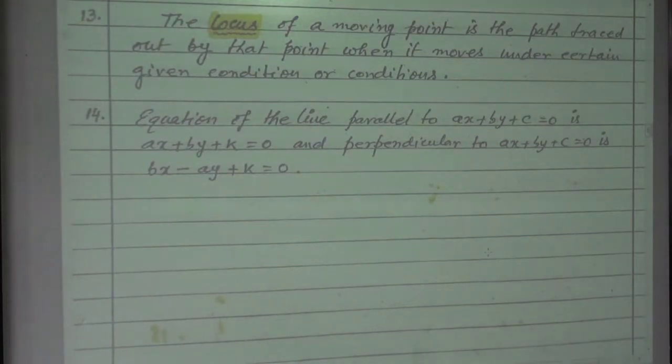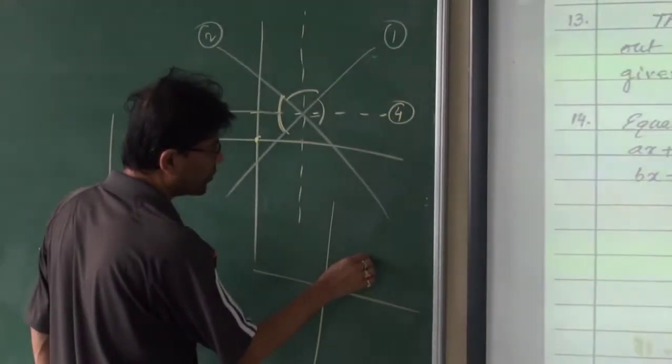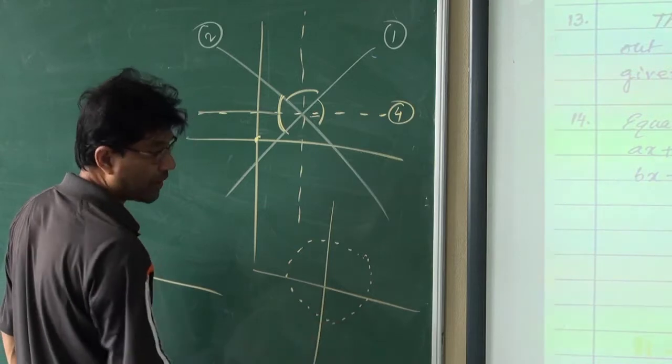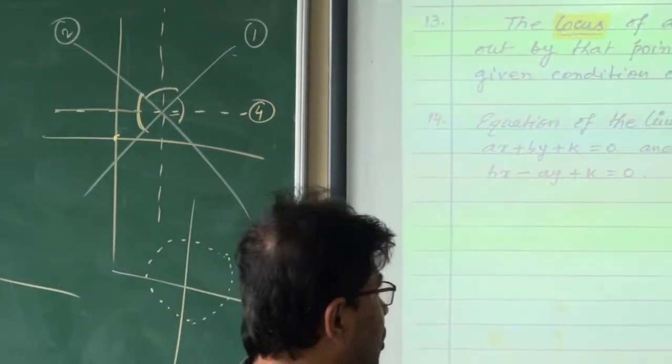That is called locus. Whenever some condition is given, a simple example I am giving: find the locus of the point whose distance from origin is always 5 units. This is the origin. Suppose this much is 5. Distance is always 5 units. So what is this? This is a circle. Like that, a condition will be given. You have to find out the locus, the path, and that equation you have to find out. That is called locus.